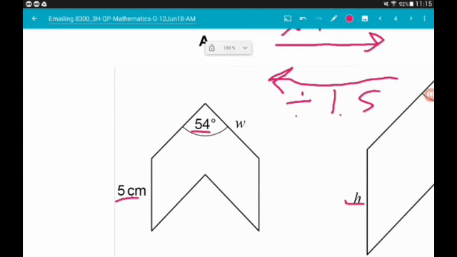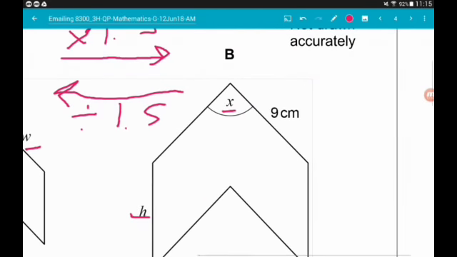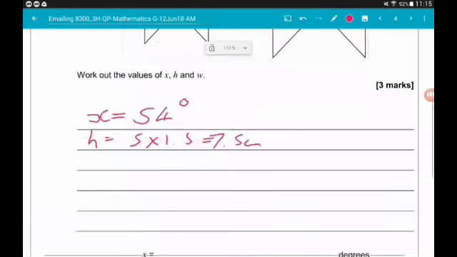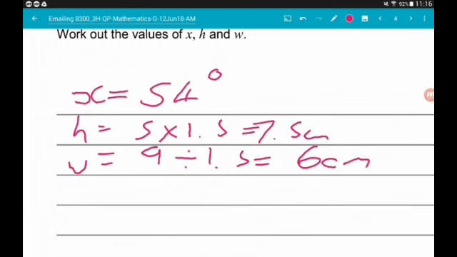and then w is this length here. Now the corresponding length on shape B is 9. So w is 9 divided by the scale factor. So 9 divided by 1.5 is 6 centimetres.